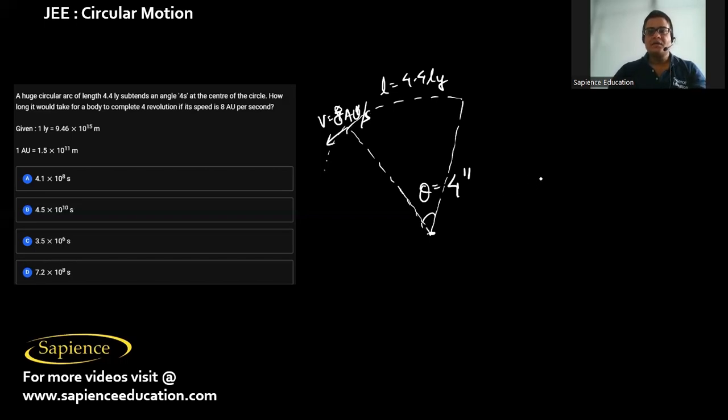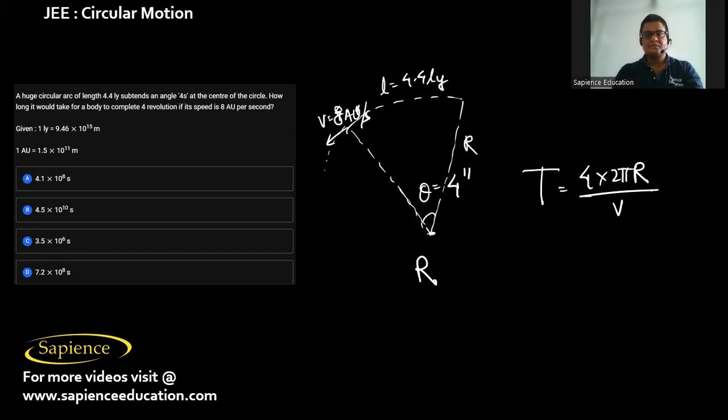So the time that it will take to complete 4 revolutions will be 4 into 2 pi r by v. Now v has been told. Now the radius of this circle we have to find. So r into theta in radians will be equal to the length of the arc. So we have to find theta in radians.